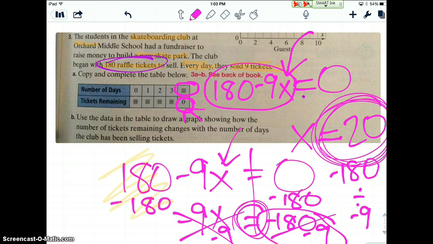How many weeks is that? Well, that's not in the problem, so we don't have to figure it out, but maybe you know. Maybe you know.